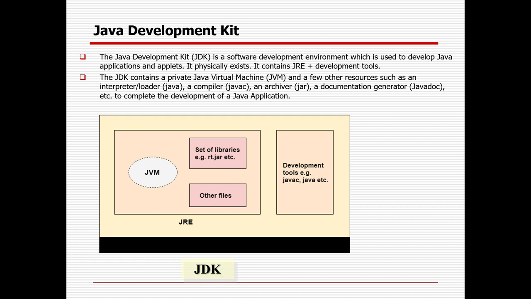The Java Development Kit, or JDK, is a software development environment which is used to develop Java applications and applets. It physically exists. It contains the JRE, which is nothing but JVM plus a set of libraries and other files, plus different tools available like javac, etc. The combination of all of these is considered the JDK. So JDK contains a private Java Virtual Machine and a few other resources such as an interpreter, loader, compiler, archiver, and document generator to complete the development of Java applications. That is the way the internal structure of Java works.